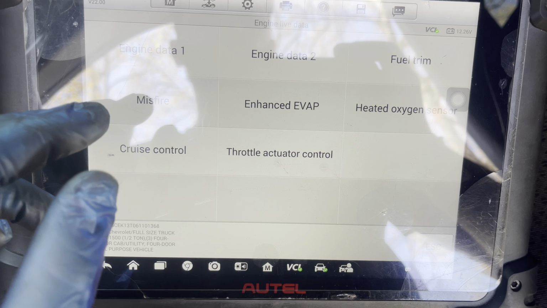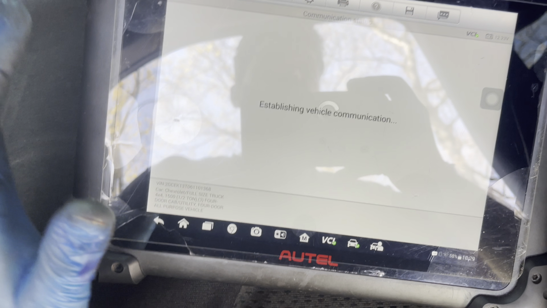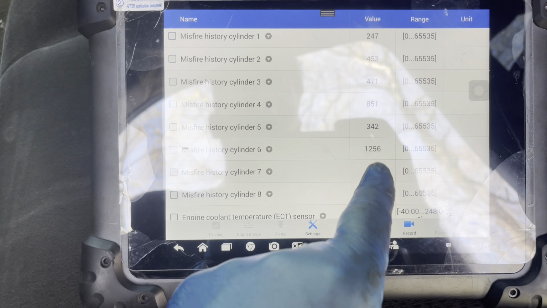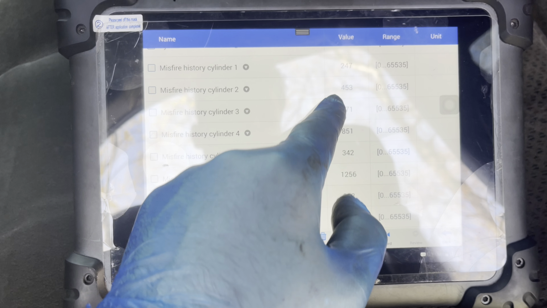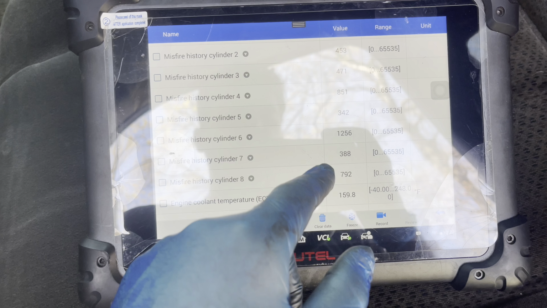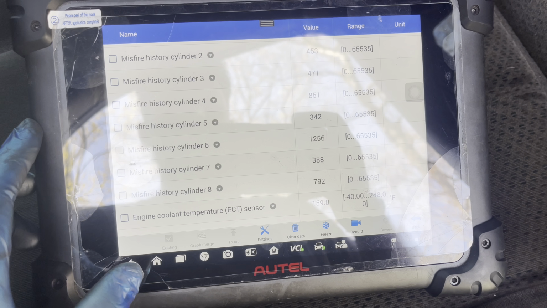I went into Misfire and I looked at them, and they were kind of all counting up, with number 6 being the most. So here's the history of it. So you could see 1, 2, 3, 4, 5, 6, 7, and 8. But number 6 has the most history of the misfires.